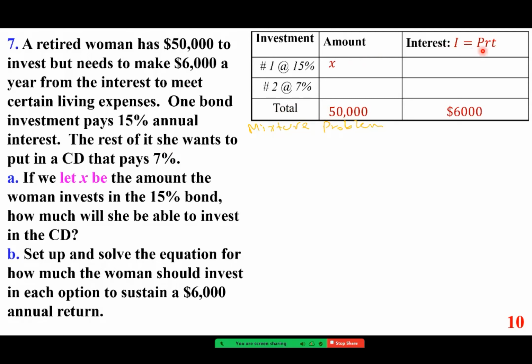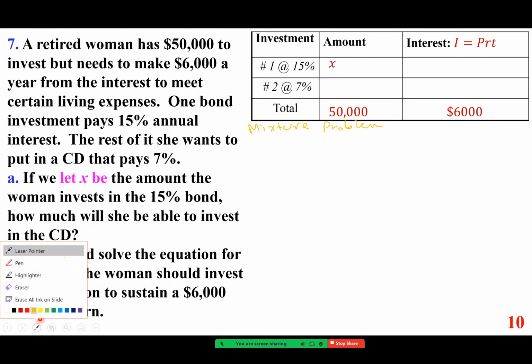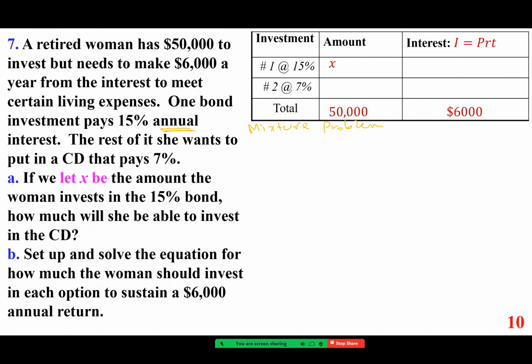The amount of interest, PRT, principal times rate times 10 years, is $6,000. T is 1 when you're dealing with annual. This means T equals 1.